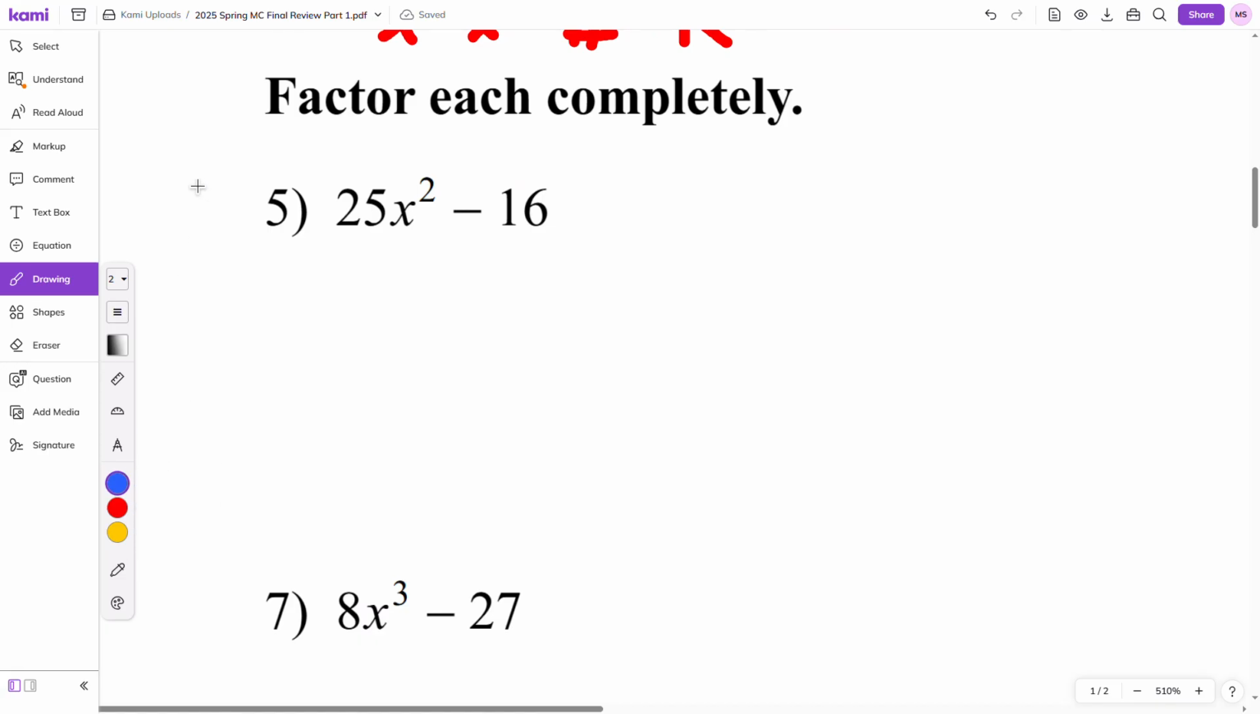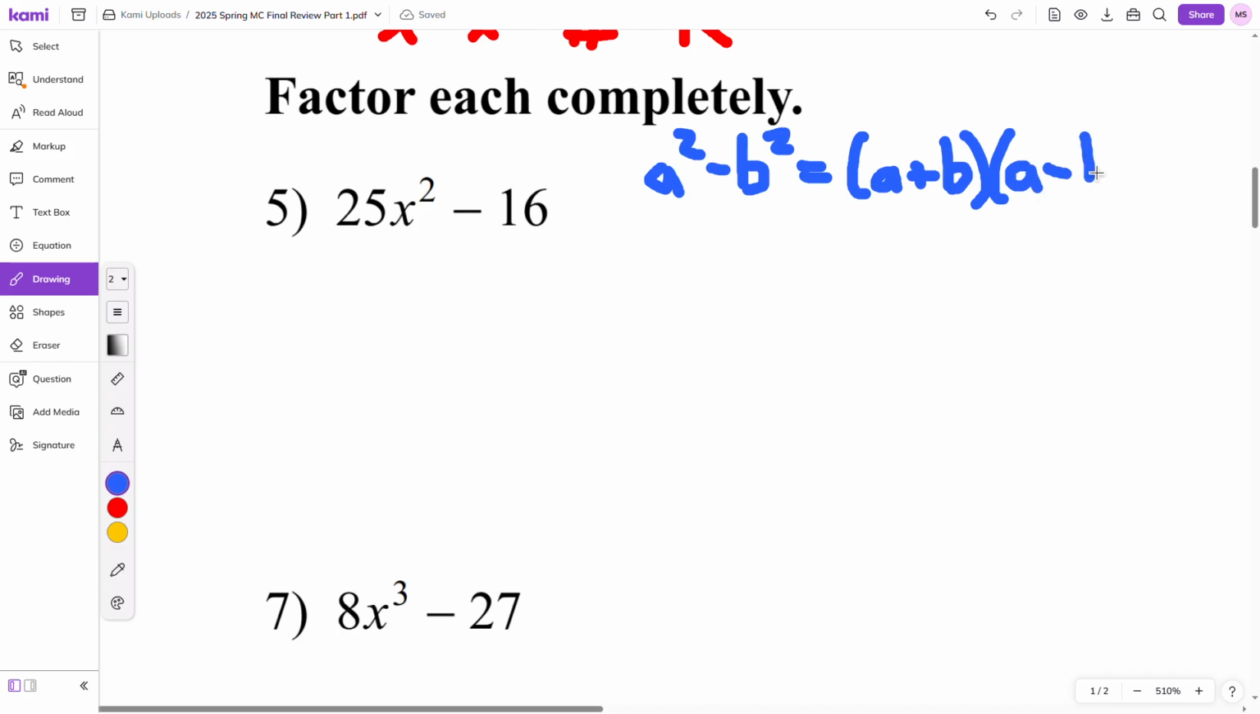You're supposed to be familiar with the basic difference of squares idea. So if you have two squares that are being subtracted, then you already know how to factor. Okay, you do not have to do the X box. You don't have to do any of those things. You already are supposed to know the pattern. You take the square root of both of them and you put a plus and a minus between them and put that in parentheses, and then you're done. And you don't have to do any other thinking.